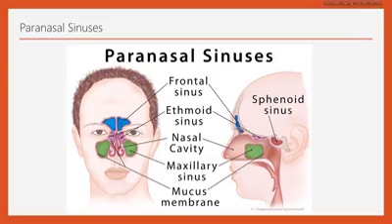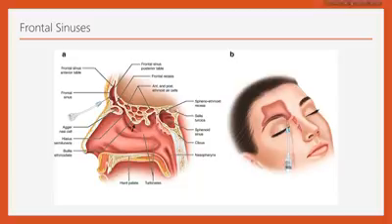The lining epithelium of the air sinus is pseudostratified ciliated columnar epithelium. Now let's study about the frontal sinus. The frontal sinuses are two in number. Okay, their average measurement is vertically 3 cm, transversely 2.5 cm, and anteroposteriorly 1.8 cm.